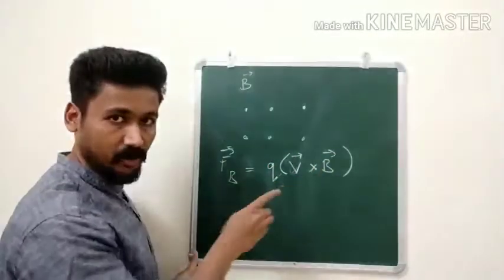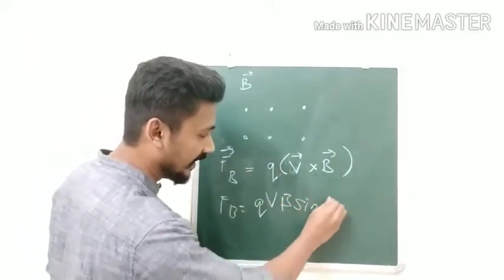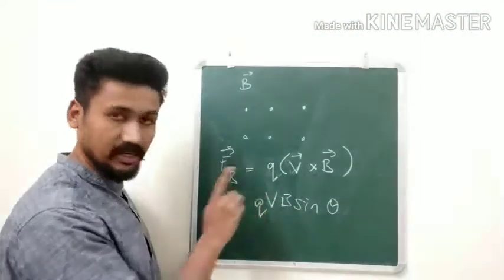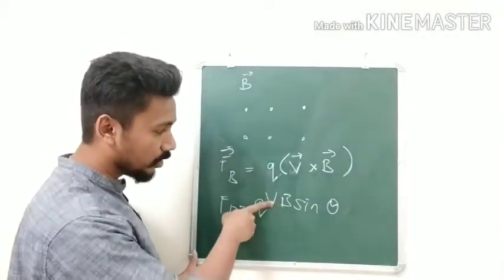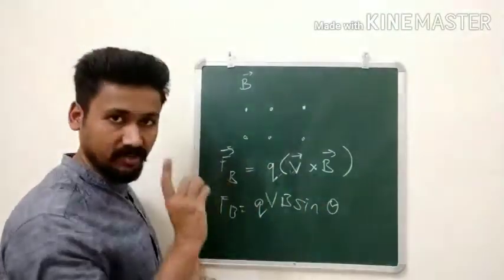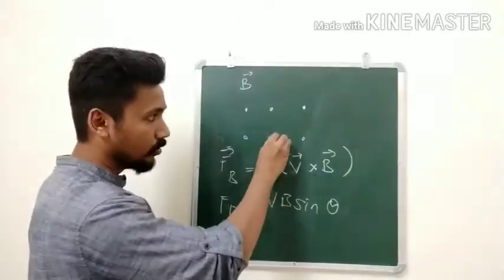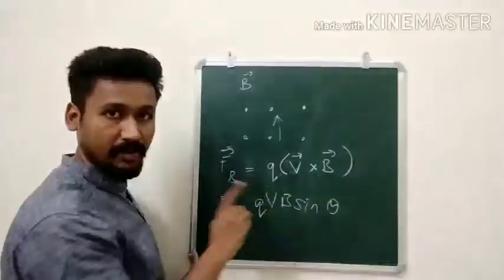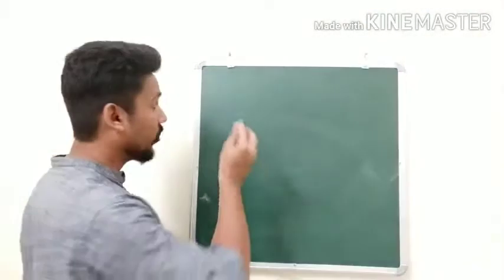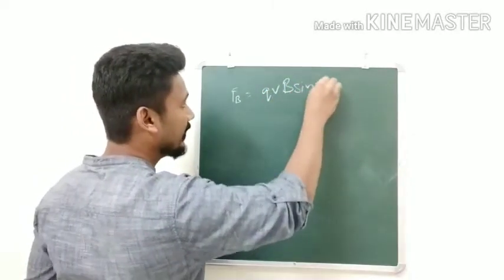This is the vector form. The magnitude will be given by FB is equal to QVB sin theta. Theta is the angle between velocity of that particle and the magnetic field. Of course, you can see that if velocity of the particle and magnetic field are making angle 0, in that case sin theta will be 0 and the force will also be 0. But if the particle is moving with an angle of 90 degrees, then sin theta will become 1. We'll get maximum force given by QVB.